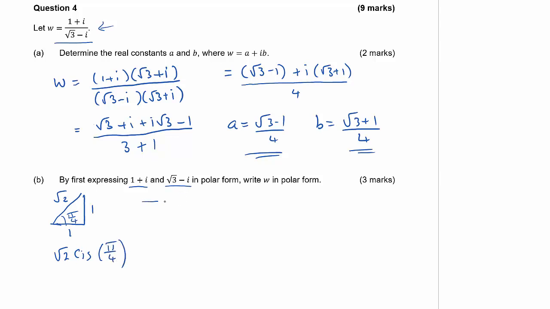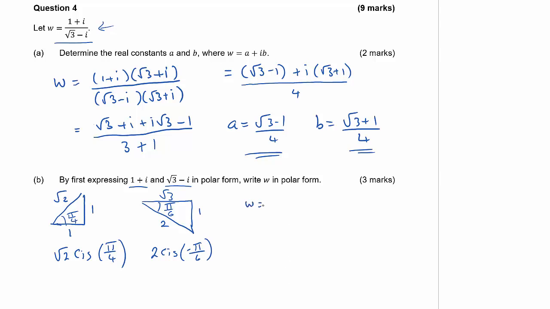Now this one is root 3 take away i, so that goes down that way. So root 3 and 1. So that angle is going to be pi by 6. And root 3 squared is 3. 3 plus 1 is 4, so that's going to be 2. So this is going to be 2 cis negative pi by 6. Think about the quadrant it's in, the fact it went downwards.